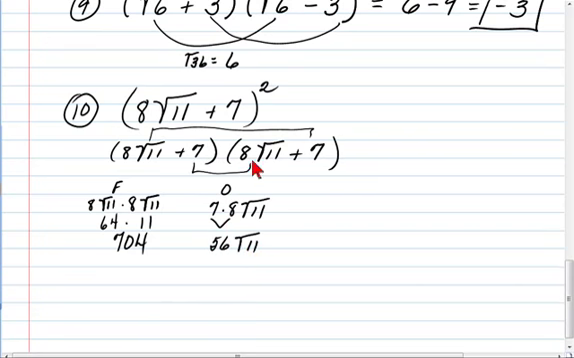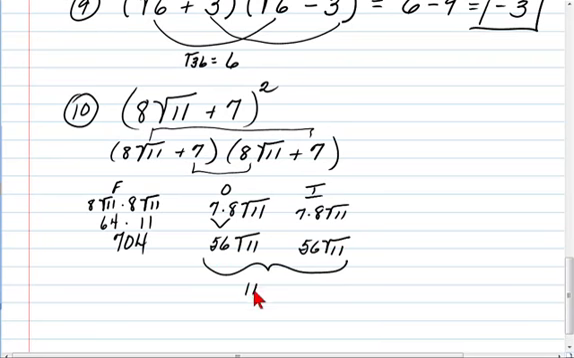The inner product is the same. It is another 7 times 8 times the square root of 11, or 56 times the square root of 11. I will be combining these in a minute, and I'll add those two together, so I have 112 times the square root of 11. Product of the last, 7 times 7 is 49.